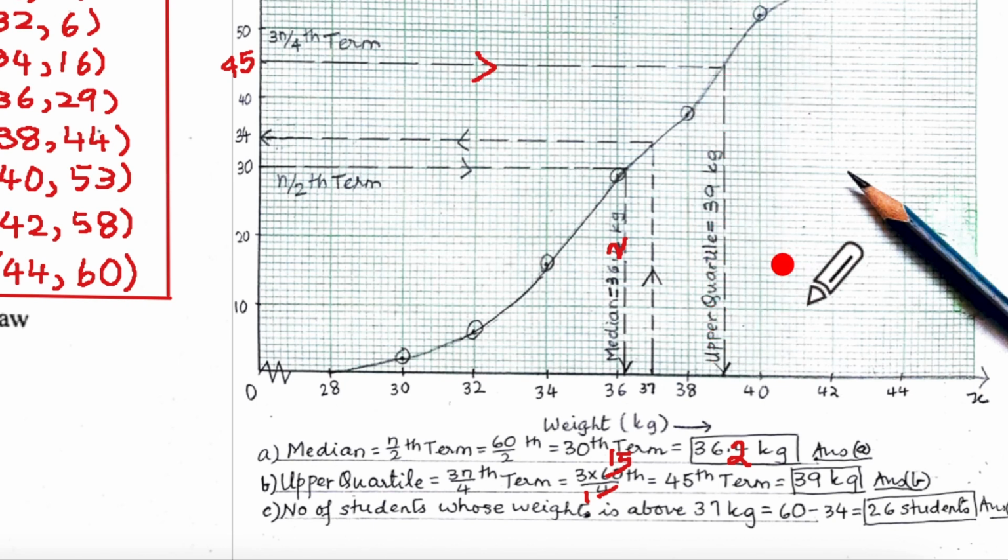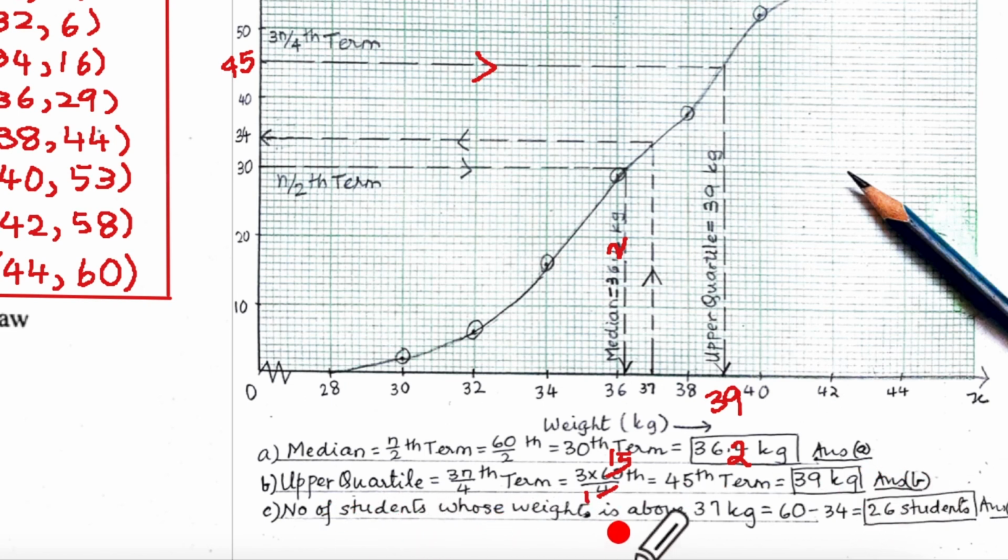From here you come down, and here it is between 38 and 40, and these are 5 divisions. So this is your 38 and here this is 39. So it is 39 kg.